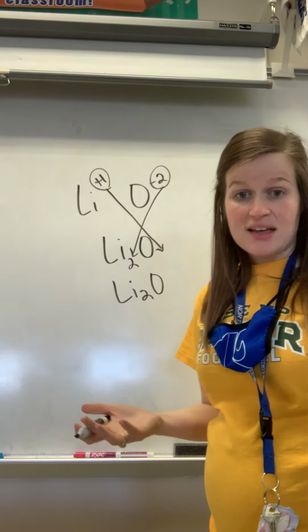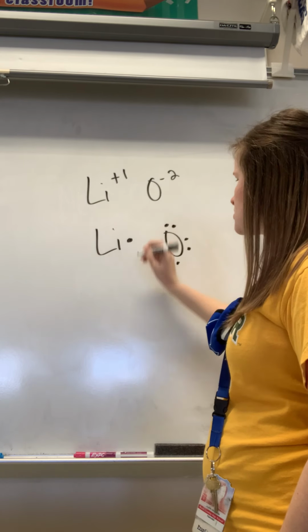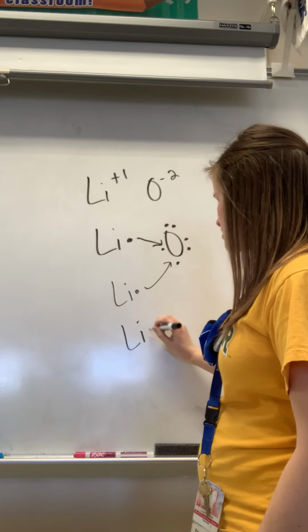So if I did lithium, it has 1 valence electron, so it gets 1 dot. Oxygen has 6, so it gets 6 dots. Okay? And so lithium's going to give up 1. Lithium's good to go. Oxygen's not. So what do we do? We add another lithium, so it can have another one to give to oxygen. So I needed 2 lithiums and 1 oxygen. So again, the formula is still Li2O.